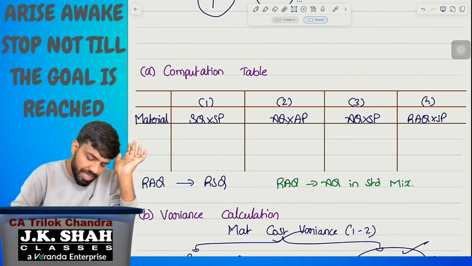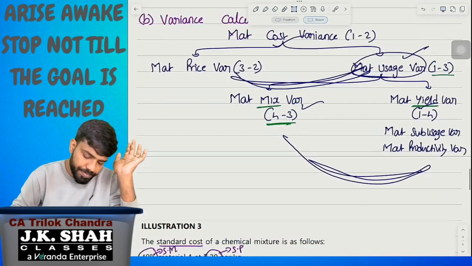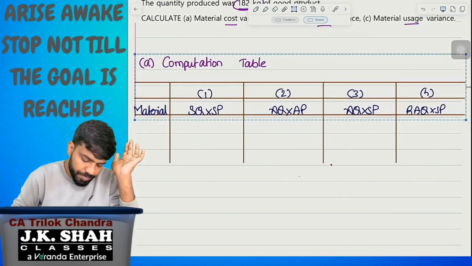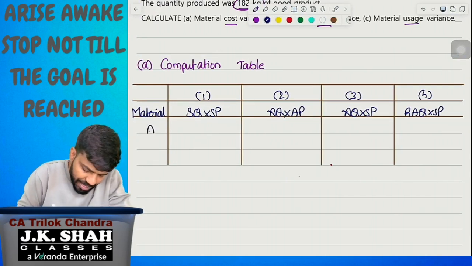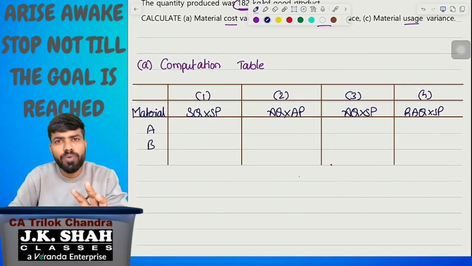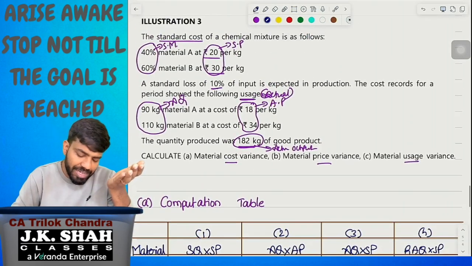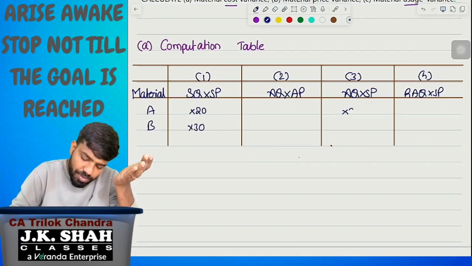I am copy pasting the same format, the computation table. There are two types of material, A and B. First, whatever information is known, I'm going to write that. Standard price is known: material A 20, material B 30. Here also standard price 20, 30. Here also standard price 20, 30.